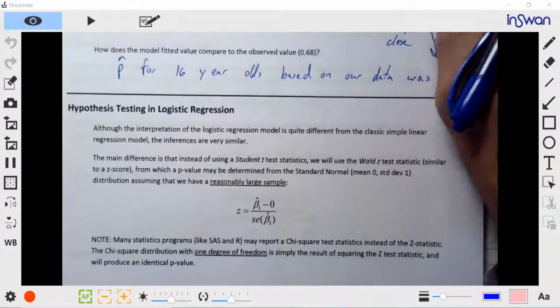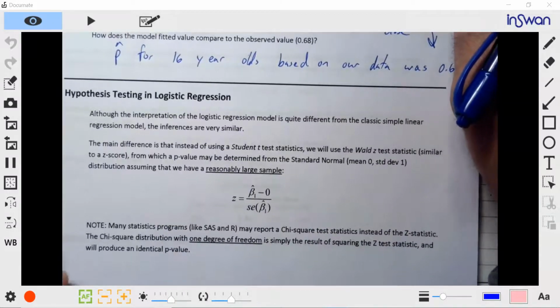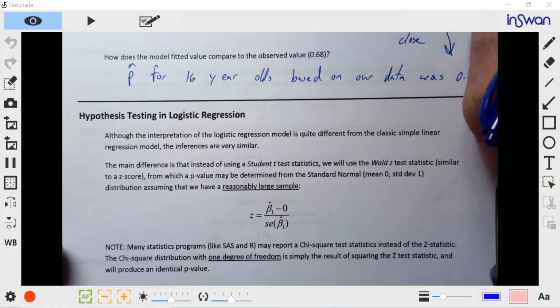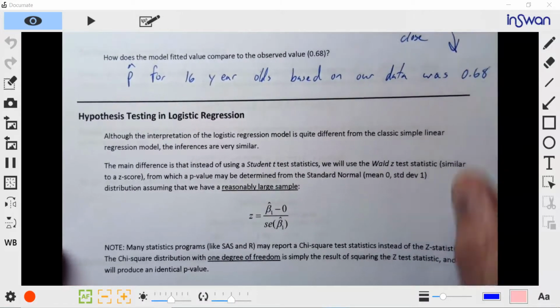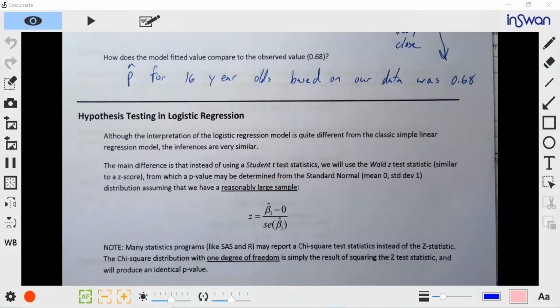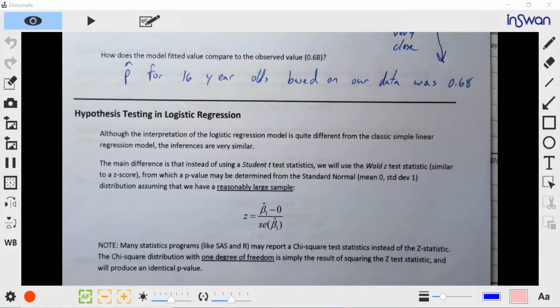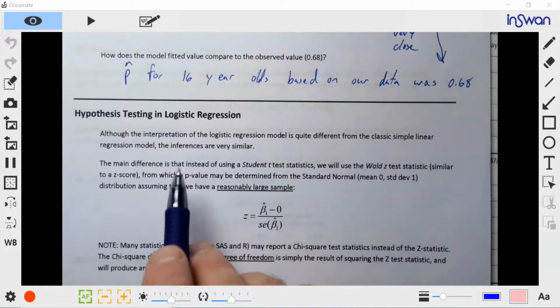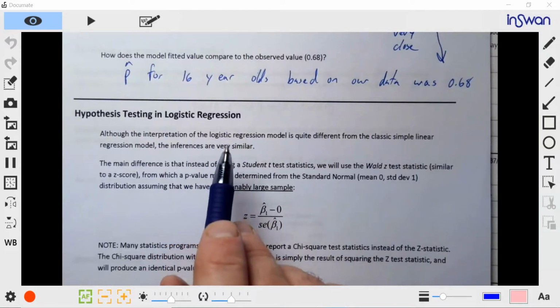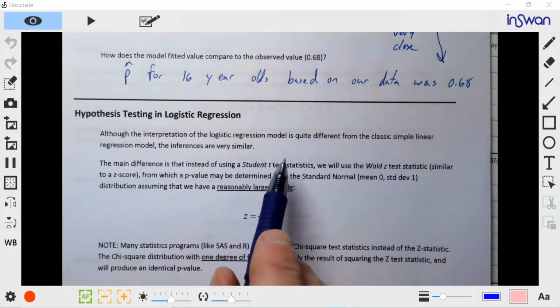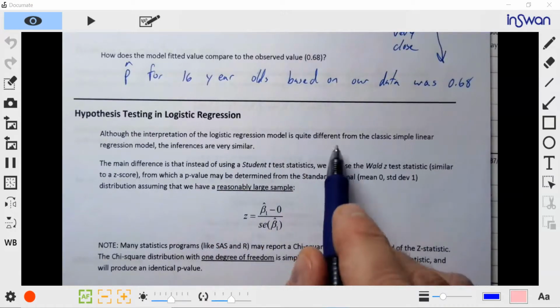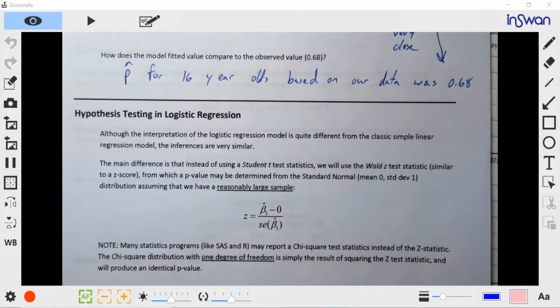Okay, so now we'll finish off this set of notes by talking about some inferences that we can do in logistic regression. So inferences about the model parameters. And remember, inferences typically means hypothesis testing and confidence intervals. So we can do hypothesis tests and confidence intervals about the betas. And I just note here that the interpretation of logistic regression is quite a bit different from linear regression. We're not talking about means anymore. We're talking about probabilities. But the inferences that we would make are actually going to be very similar.